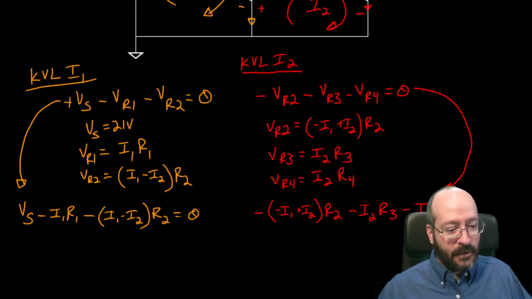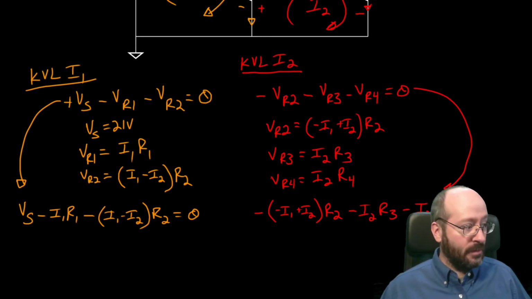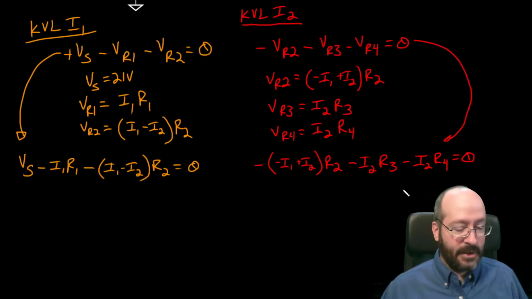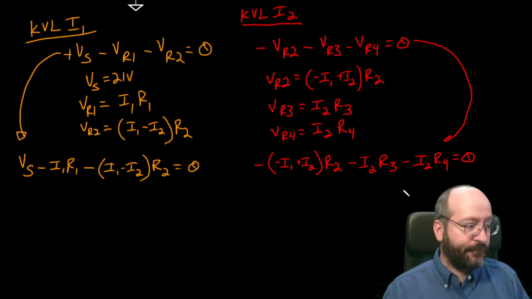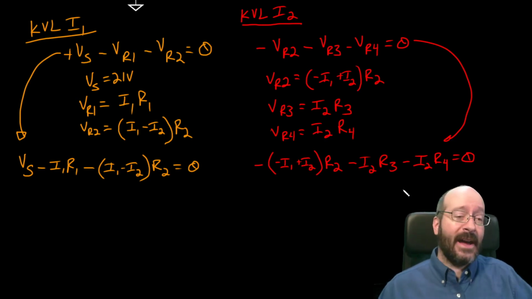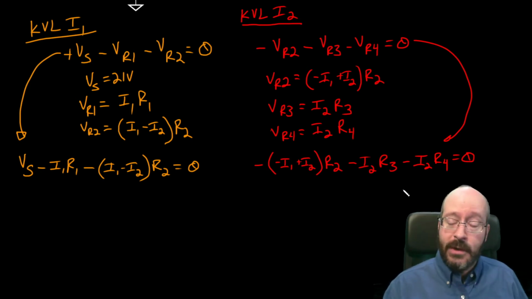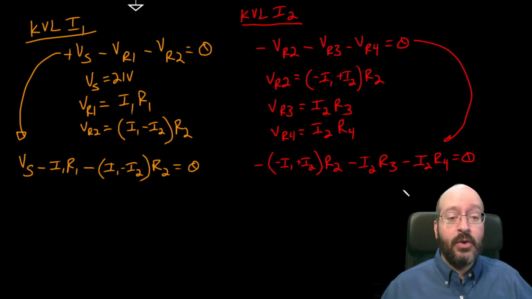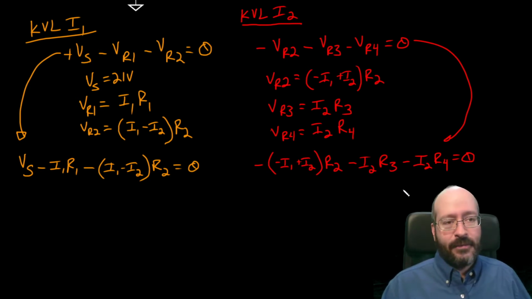I2 R4, and that's equal to 0. Okay, so we're doing pretty well. We have two unknowns. We want to find I1 and we want to find I2, and we have two equations, and they're in terms of those unknowns, so that's pretty good. What's left for us to do is put them in a format that allows us to solve them.